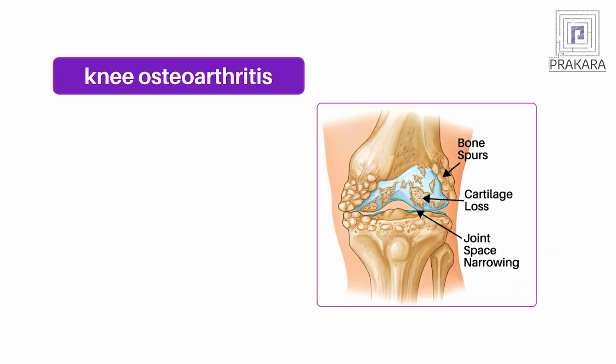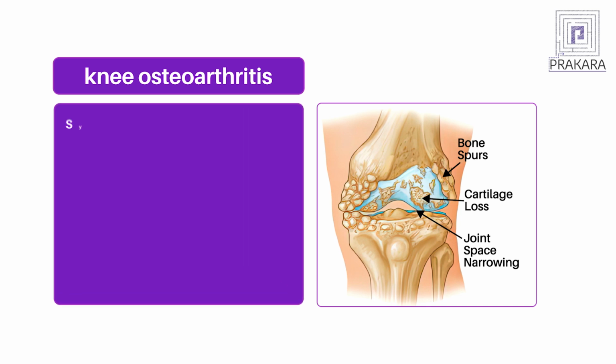Now we will be discussing another chapter related to osteoarthritis, that is knee osteoarthritis. Again, the knee is also one of the weight bearing joints. So the symptoms that we see in the hip, similar symptoms will also be seen in osteoarthritis of the knee joint. What is that? Associated with articular cartilage destruction, right?